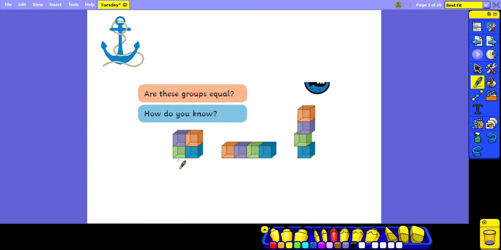So let's count how many cubes are in each group. So for the first group, we've got 1, 2, 3, 4 cubes. The second group has 1, 2, 3, 4. And the third group has got 1, 2, 3, 4. So we know that the groups are equal because they all contain the same number of cubes.